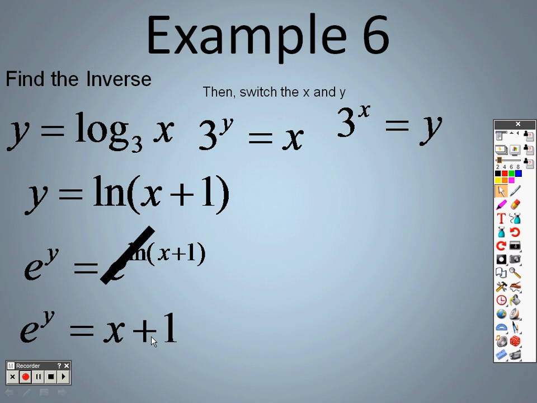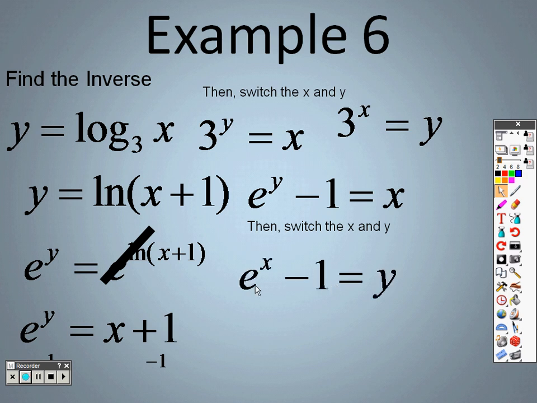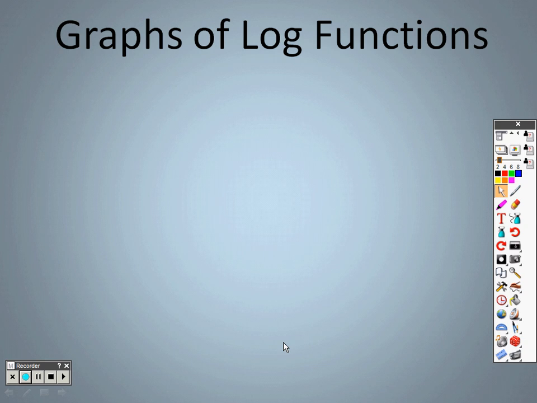Sometimes people actually think that the natural log is easier to switch because it has the e there than the logarithm is. So once again, you subtract 1 on both sides, and we have that solved for x, but we have to switch the x and the y when we're talking about inverses. So we end up with e to the x minus 1 equals y. That's the inverse. So remember, at the very end, just switch your x and your y around.